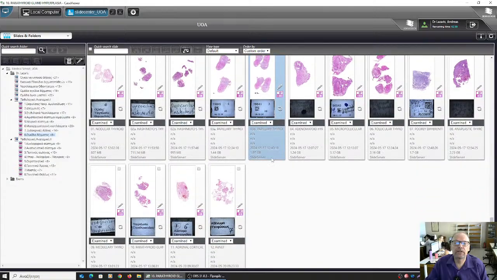So that's the end of the slides from the parathyroid. We won't study today the adrenal gland adenoma and the pituitary gland adenoma.